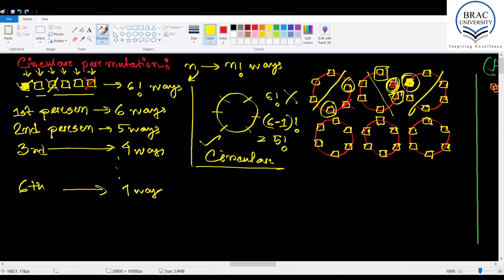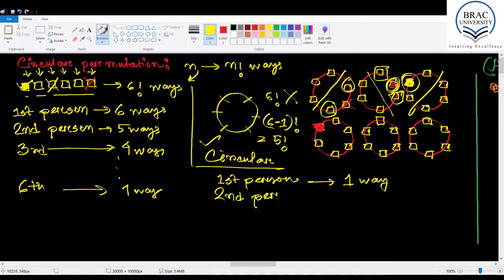So in this circular permutation, we can see that for the first person or the first element, no matter how he changes his position, the view will be the same. It means that for the first person, the total number of ways in which he can sit will be one way. Why? Because all of the seats are empty, and if he sits somewhere, he will get the same view every time. Okay, for the second person, say this is where the first person has sat.